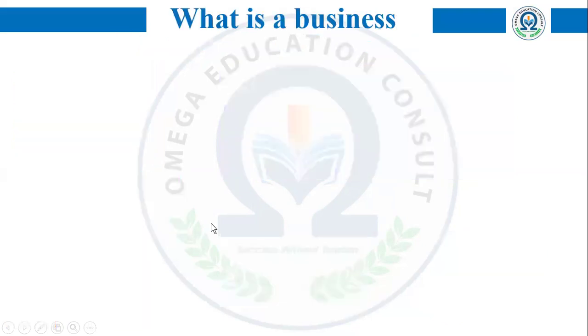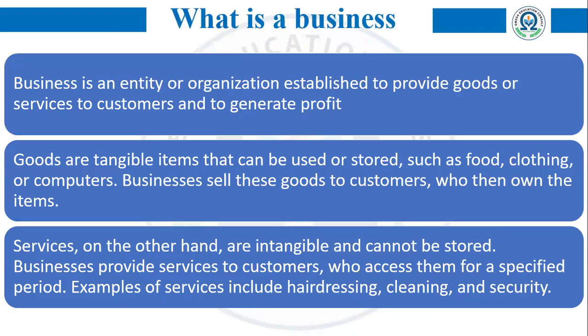So let's define business and then look at their offerings. A business is an entity established to provide goods and services to customers to generate profit. And I believe we all appreciate that. Now, what are these goods? The goods are the tangible ones. The tangible ones you can see, you can store, you can touch them.